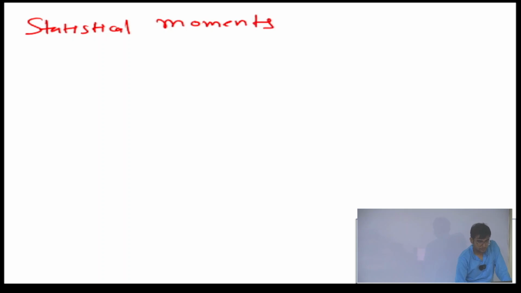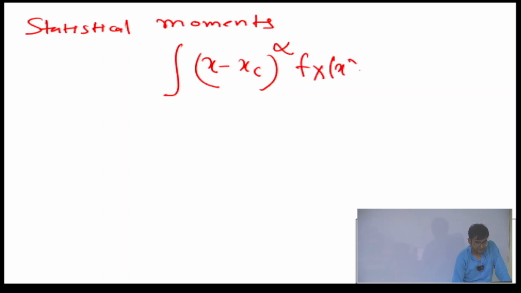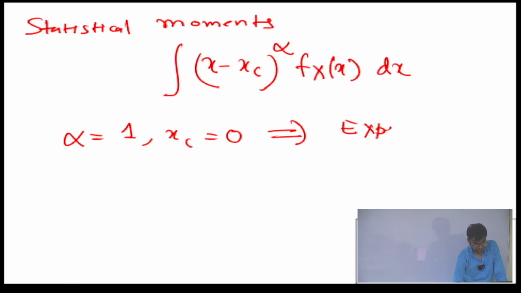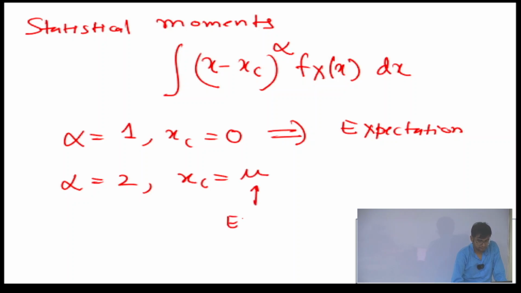Moments are denoted as the integral of (x minus xc) to the power alpha times f(x) dx. A special case is if alpha is equal to 1 and xc is equal to 0, you get your mean. So if alpha is equal to 1 and xc is equal to 0, this reduces to the expectation. Another special case is if alpha is equal to 2 and xc is equal to mu, which is the expectation, then you get your variance.